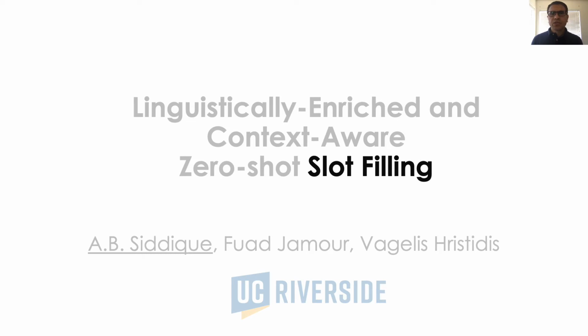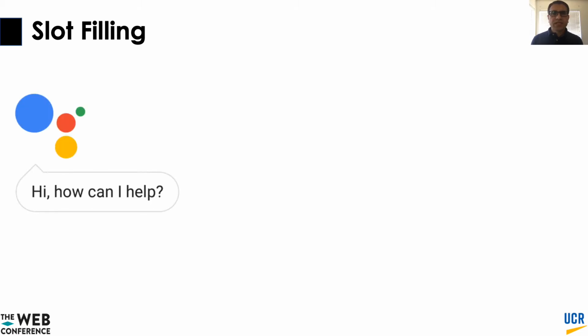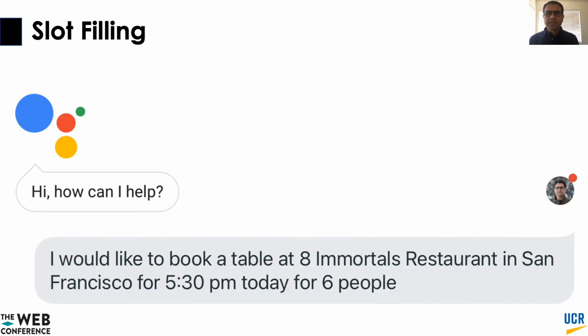Before I talk about zero-shot slot filling and our model, let us understand what slot filling is. When you interact with any conversational AI system, especially goal-oriented ones, such as Google Assistant, the system tries to fulfill your request. For the system to do that, it needs to extract your request parameters, or in other words, slot values. For example, if you say, I would like to book a table at 8 Immortals restaurant in San Francisco for 5:30 p.m. today for 6 people.